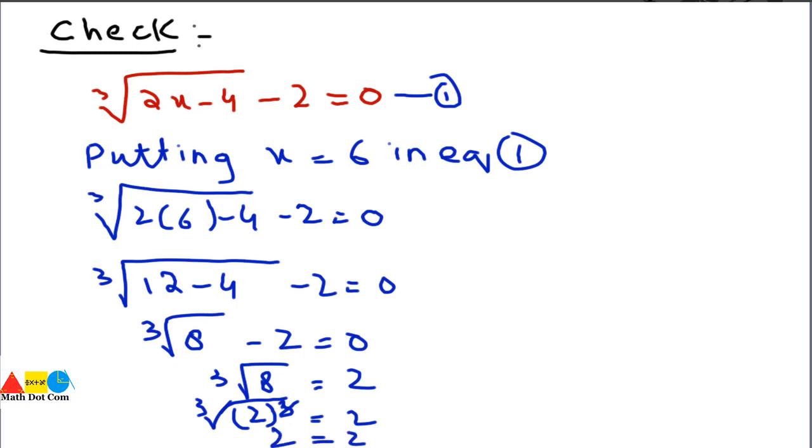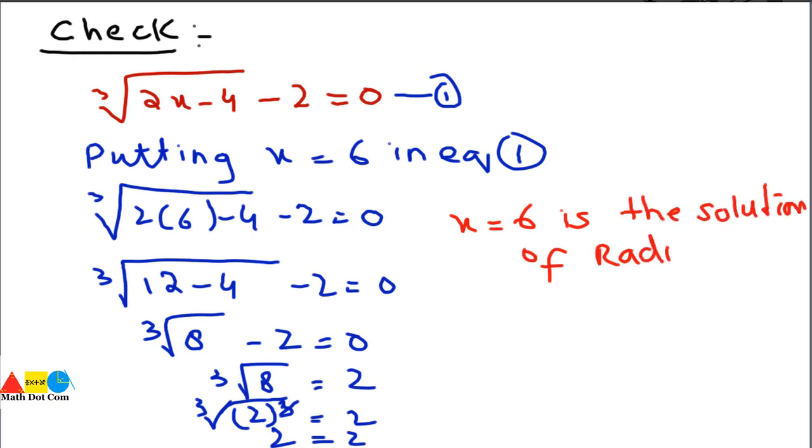Hence it is proved that the value of x equals 6 is the solution of the given radical equation. Okay, so this is how you can solve radical equations by first isolating the radical sign, and then raising each side to the power equal to the index of the radical. You must check the solution, so that you can easily understand that you have found the right solution of the radical equation.